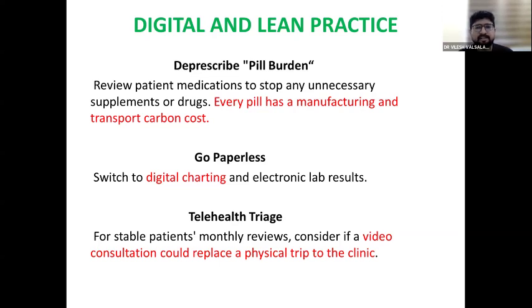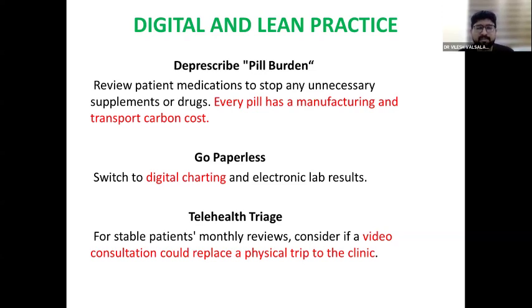Now the report comes on the regular monthly report day, and the patient needs to see a doctor. You can do a telehealth triage. You can identify those patients who can be managed through audio or video consultation from home. And this video consultation will replace the physical trip to the clinic or the hospital.